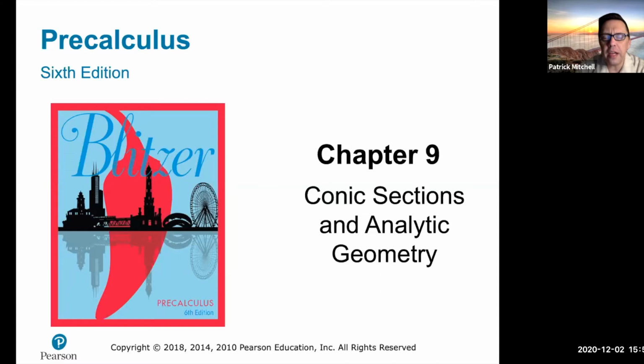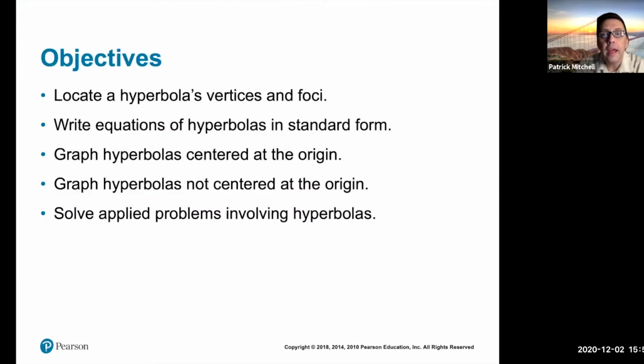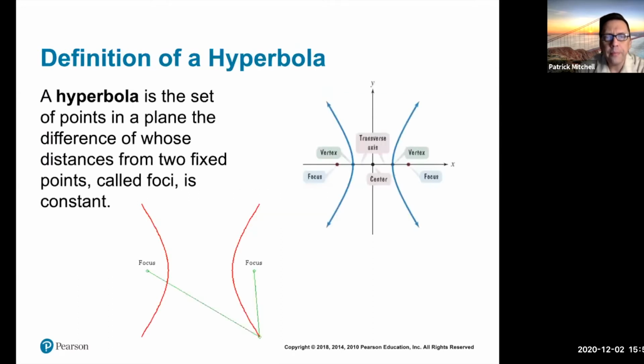We're continuing Chapter 9 today and looking at Section 9.2 on the hyperbola, which is another one of our conic sections. In this section, we will locate a hyperbola's vertices and foci, write equations of hyperbolas in standard form, graph hyperbolas centered at the origin and not centered at the origin, and finally solve applied problems involving hyperbolas.